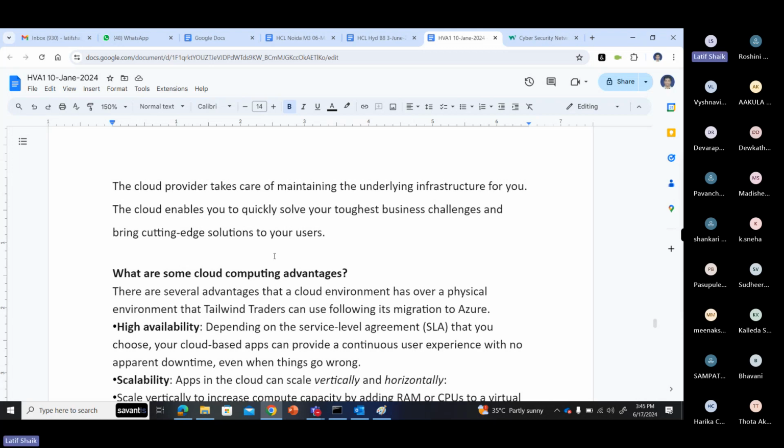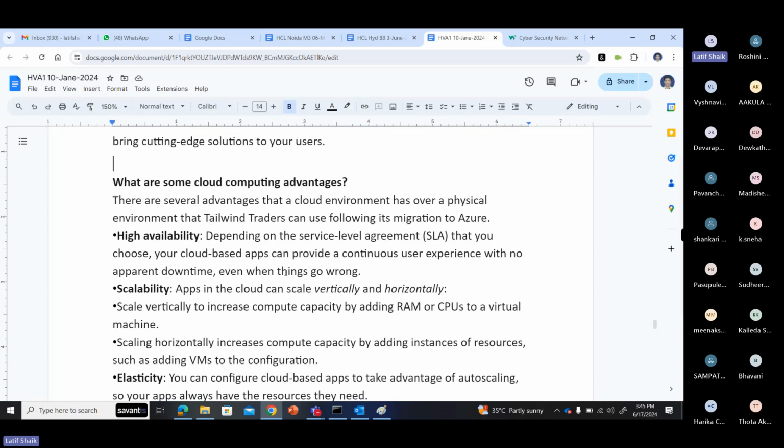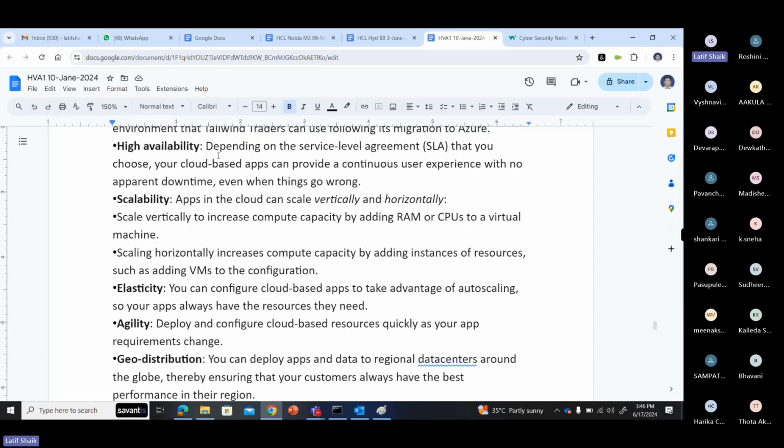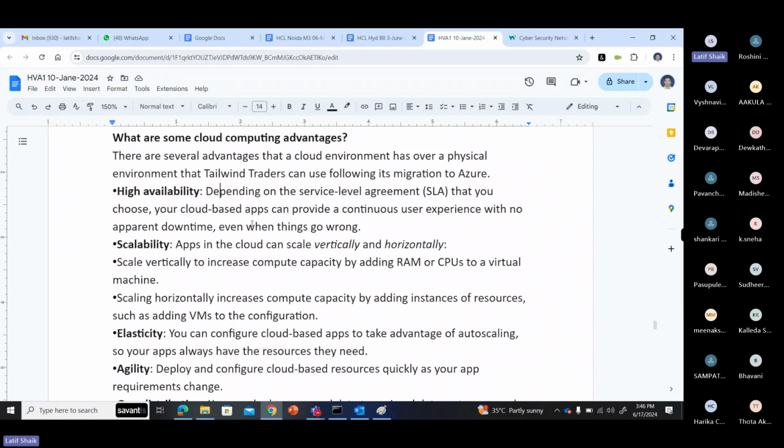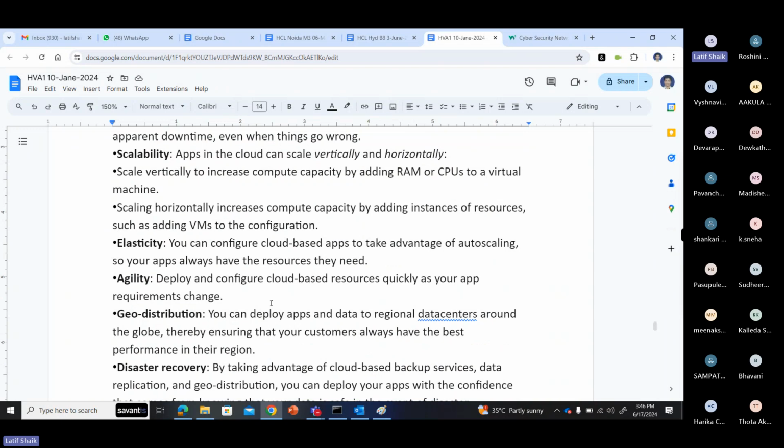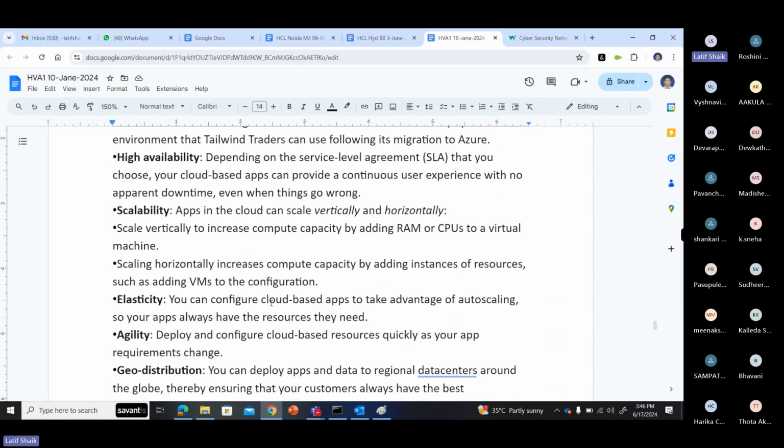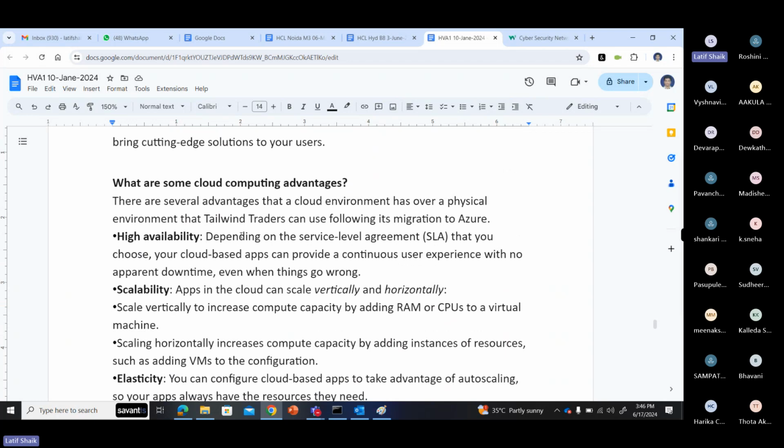Okay, so these are the sentences, but I will explain them. Guys, these are the key points of cloud computing advantages: high availability, scalability, elasticity, agility, geo distribution, disaster recovery. So why do we need the cloud? Because of high availability of services. For example, I build a server and if the server is down, the service is down. So what will I do? I add more servers. If one of the servers is down, other servers will provide the service.